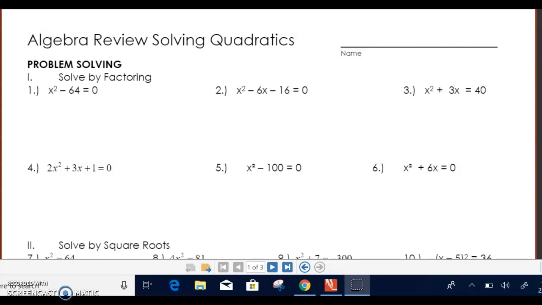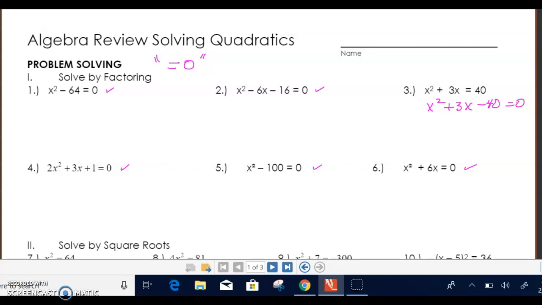In order to factor, we need to have our equation set equal to 0. And what's nice is this one equals 0, that one, this one, this one, and this one. They're all set equal to 0. The problem is number 3 is not. So in order to factor it, I need to set it equal to 0. For problem 3, I would need to take that 40 and subtract it so it's on the same side as the other terms. Then I could factor it.